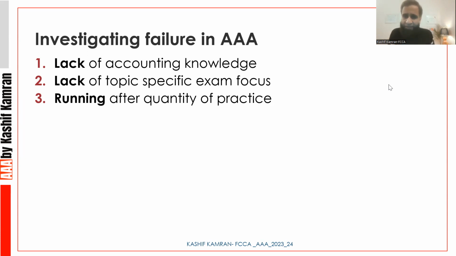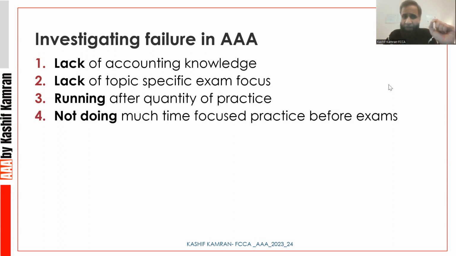Not the quantity. Number 4th reason, not doing much time focused practice before exam. Honestly, tell me, your exams are like 3 weeks away or under 3 weeks away. How many past papers have you practiced under time management? How many times have you put a timer of 195 minutes and you stop to write when 195 minutes is up and judge how much percentage of the paper have you completed at home?